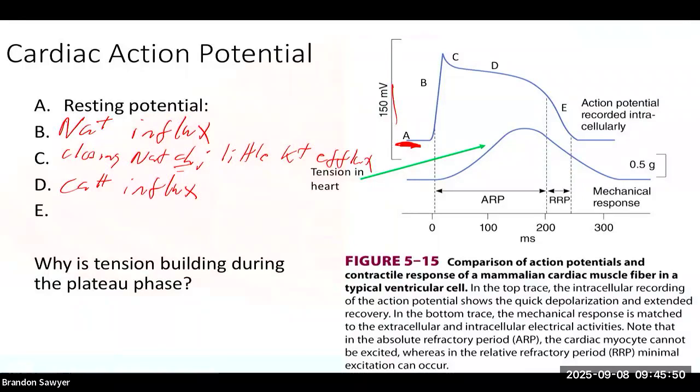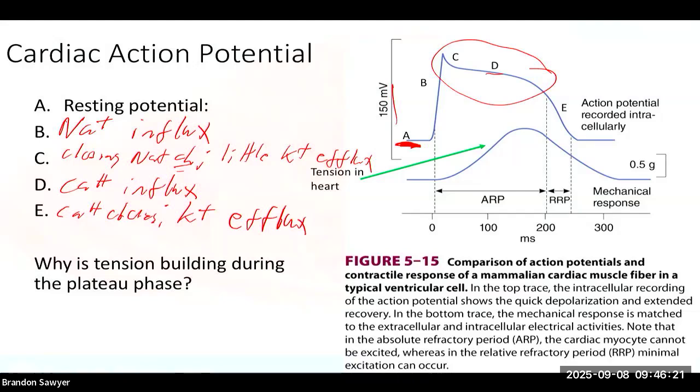So D is a unique part of the action potential here with calcium coming in, and it leads to this big plateau phase, right? So the plateau phase in a cardiac action potential is caused by calcium coming in. And then finally, when those calcium channels close, the potassium efflux that was happening can kind of take over in E and lead to repolarization.